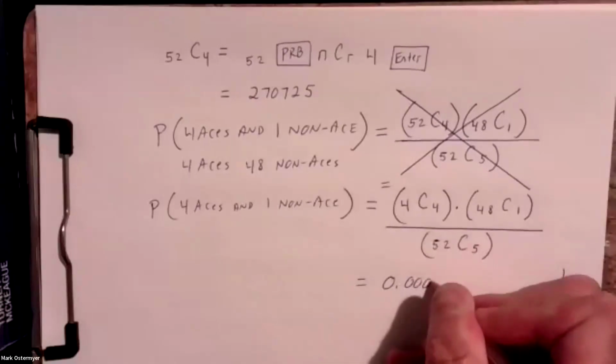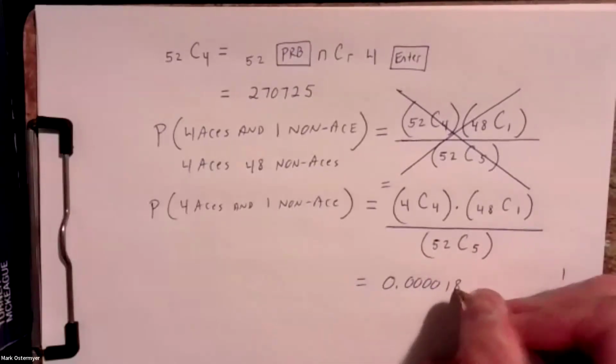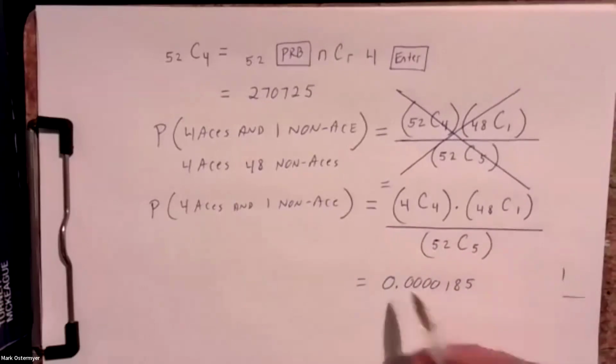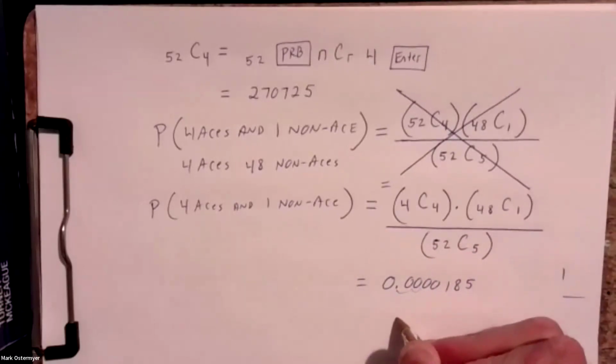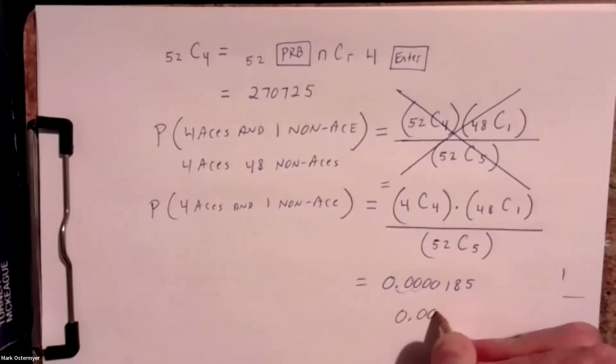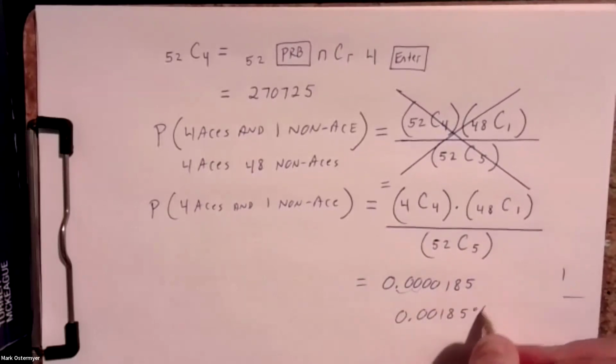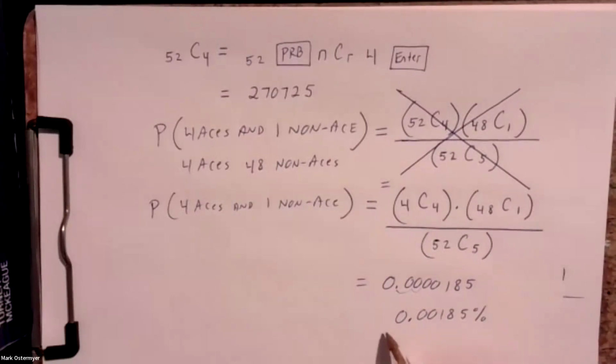Now I got 0.000018469234185. That's a very small probability. Turning this into a percent, shifting the decimal point 2 places to the right, we'll turn it into a percent, 0.00185%. That's the probability when you select 5 cards randomly from a deck of cards that 4 of them will be aces and 1 of them will be a non-ace. That's a very small probability, as you can see.